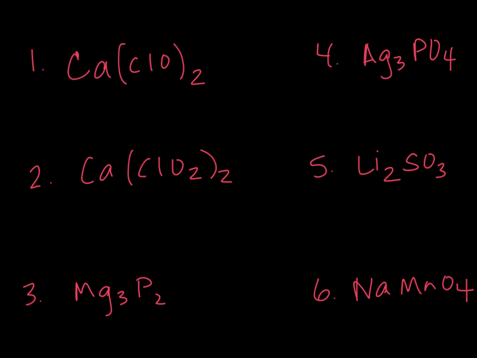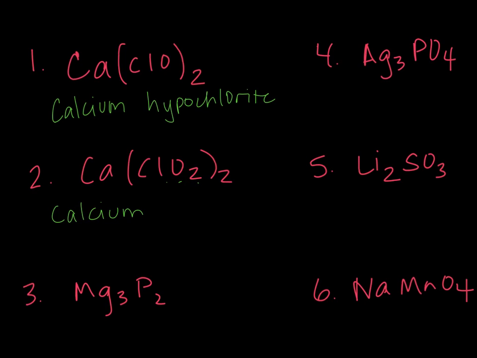Okay, so this time I've got the compounds and I just want to name them. So just like naming the other ones, you just name the cation and then you name the anion. And so Ca is calcium. And then I have two ClOs. ClO is hypochlorite. All right. And you can see in this next one, this is going to be calcium. Now I have ClO2, and I have 2 of them. So this right here is just chlorite.